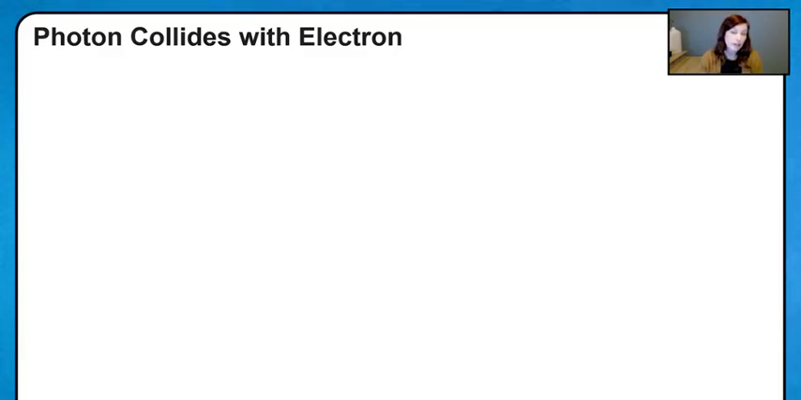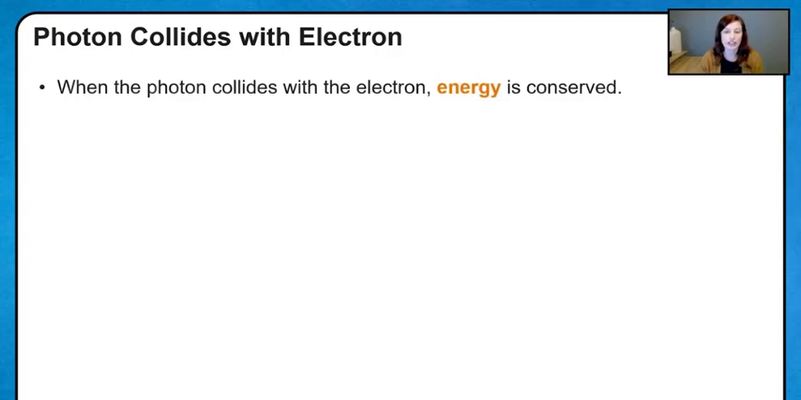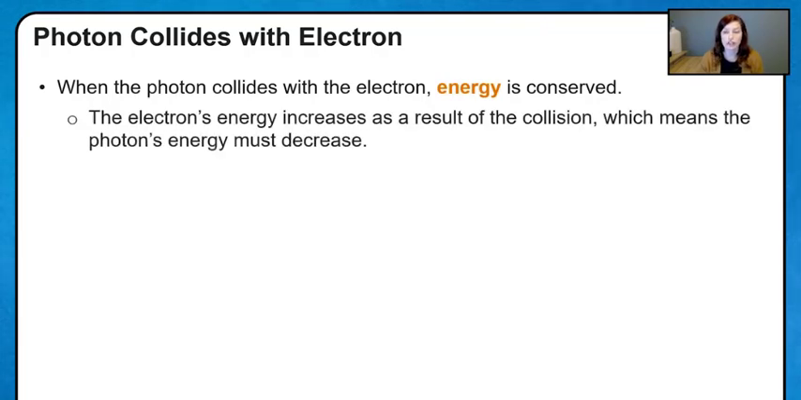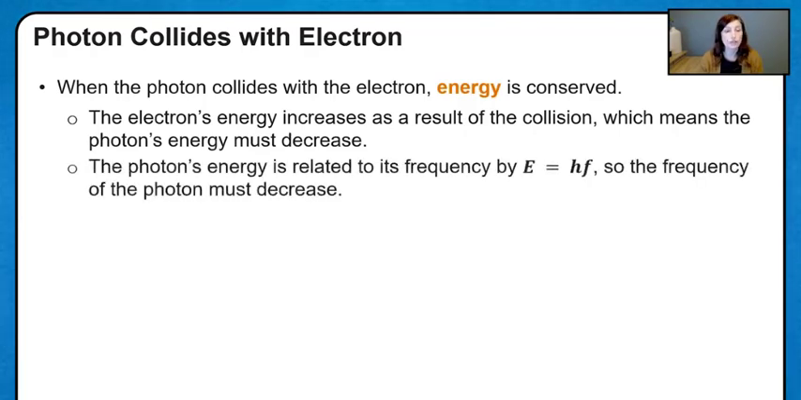So when the photon collides with the electron, energy is conserved. The electron's energy increases because of the collision, so we figured out that the photon's energy must decrease. And we said at the start of the video that the photon's energy is related to its frequency by E equals hf. So that means the frequency of the photon must also decrease.